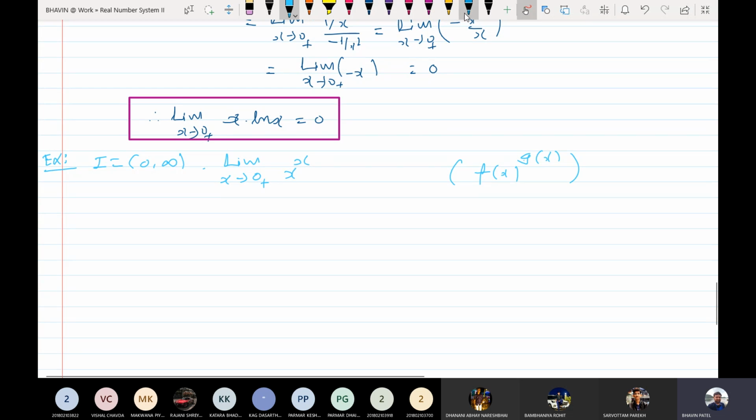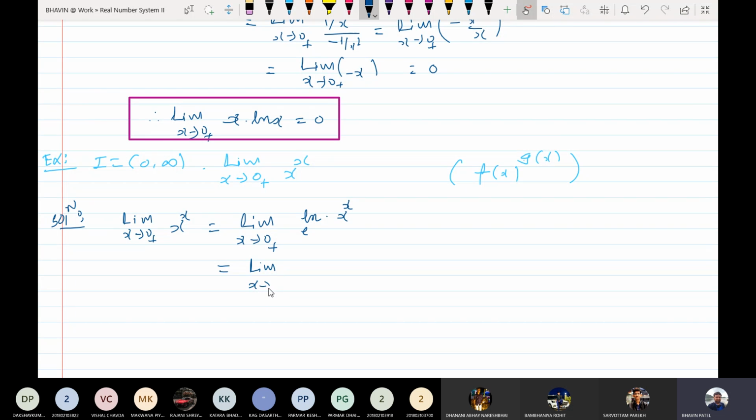So in such type of example, see, limit x tends to 0 plus x raised to x, this can be written in this way: limit x tends to 0 plus e raised to ln of x raised to x. Okay. Limit x tends to 0 plus e raised to x ln x. Okay.